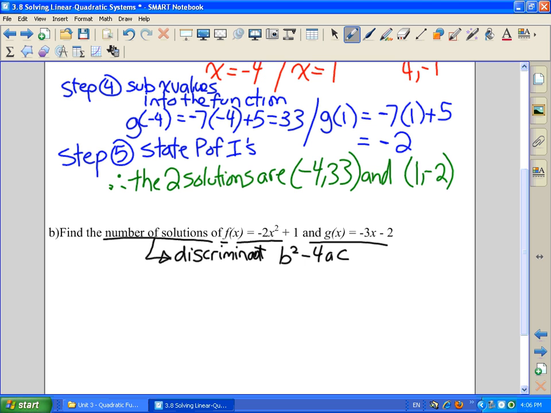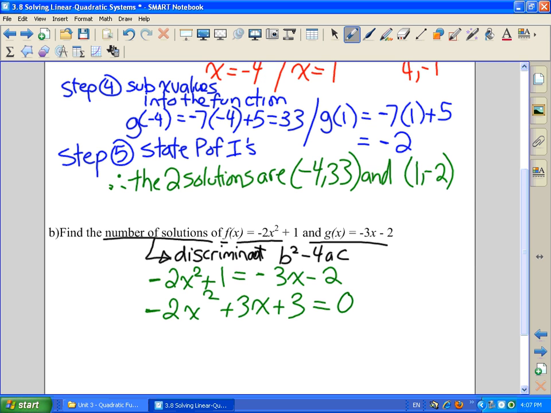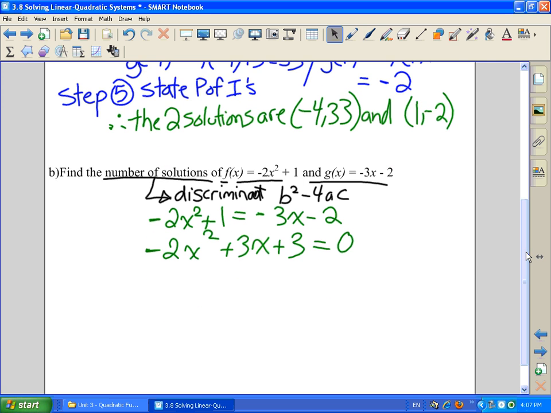So step 1, like we did before, we have to let f at x equal g at x. So let's do that. So we're going to have -2x² + 1 = -3x - 2. And again, in order to use the discriminant, we need to have all the values on the left side or one side. So let's move them all to the left. So step 2, get all the terms on one side. Okay, equals 0. And then once you've got equal to 0, then you can use the discriminant. Okay, so use b² - 4ac.